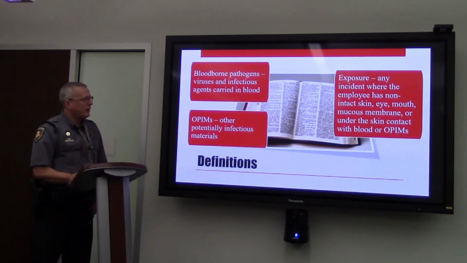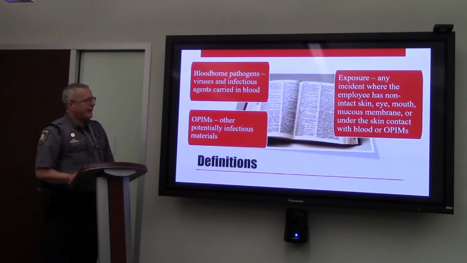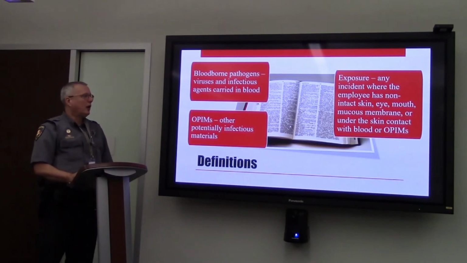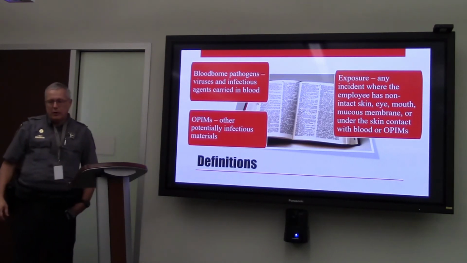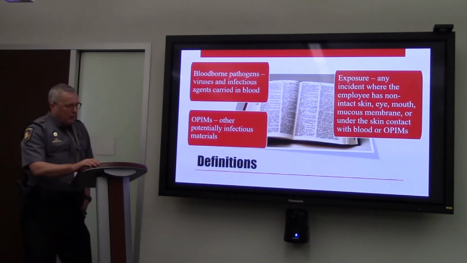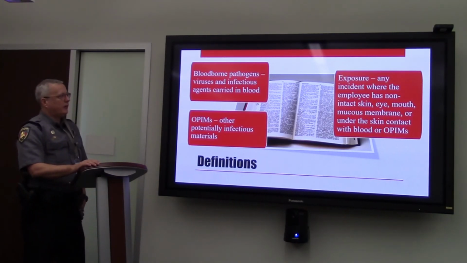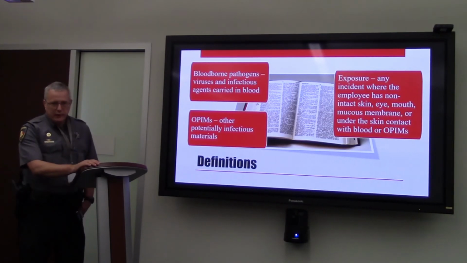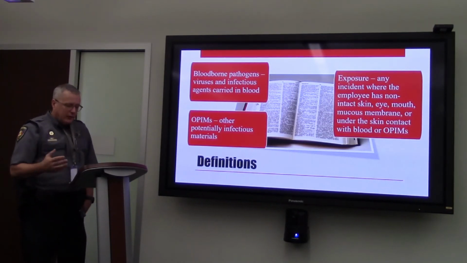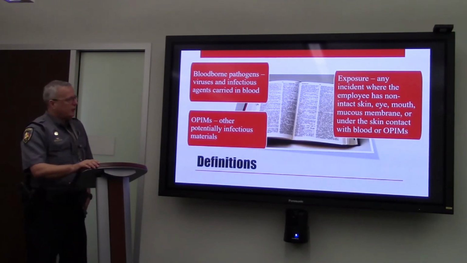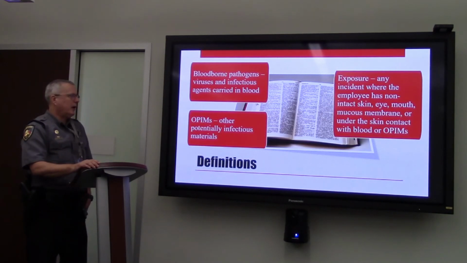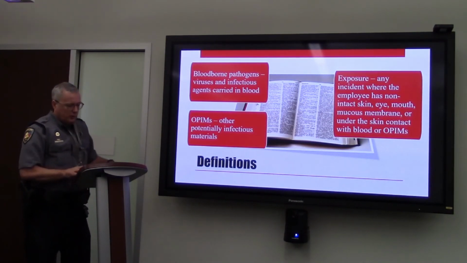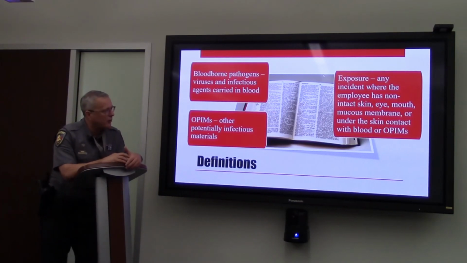An exposure is any incident where the employee has non-intact skin, eye, mouth, or mucous membrane or under the skin contact with blood or other potentially infectious materials. Again, this gets a little bit different when we start talking about COVID infections. One of the things we've discussed in prior classes is that intact skin is a barrier to infection. Typically what I ask people is, if you get a splash of blood onto intact skin, is that considered to be an exposure? And the answer, of course, is that it's not. Intact skin is a barrier to infection.